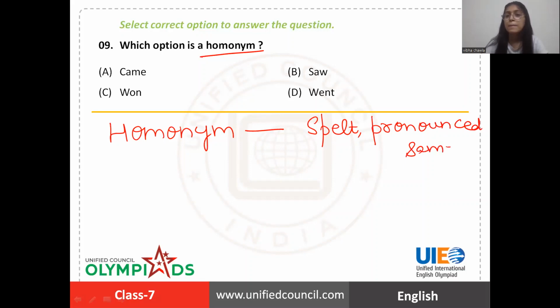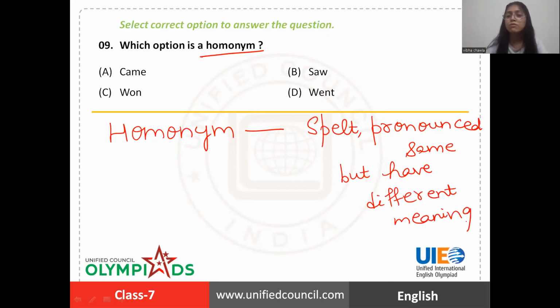Okay, but have different meanings. So those words are called homonyms. All right. So now you have to pick such a word, which is a homonym, means you have seen another word like that, with the same spelling, same pronunciation, but with a different meaning. So you have to pick such a word.